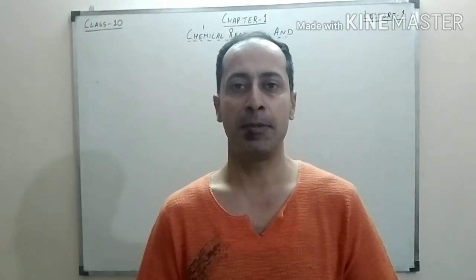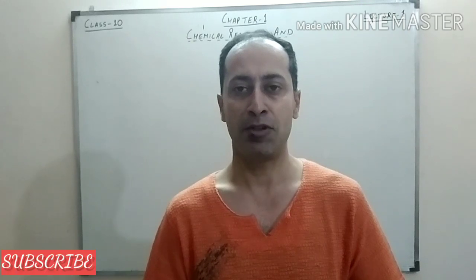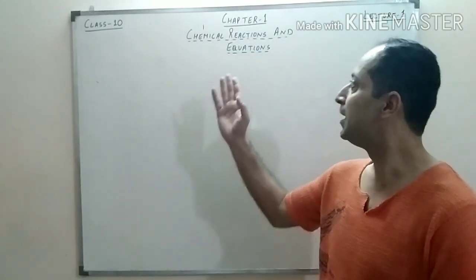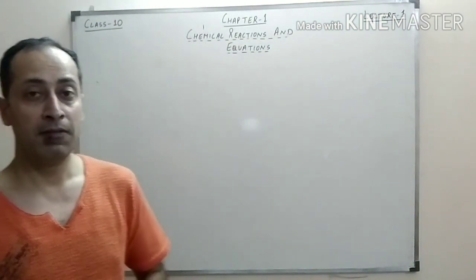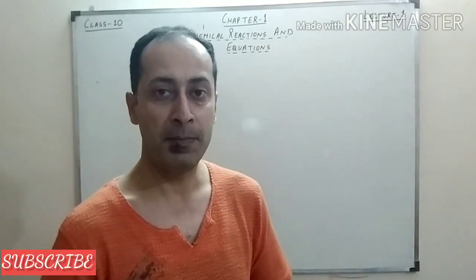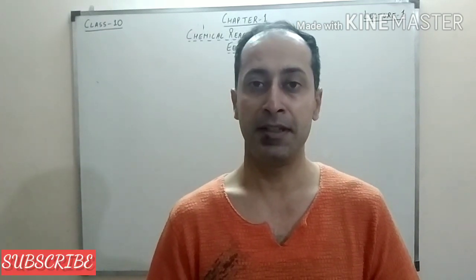Today we are going to discuss chemistry, and the first chapter of today's topic is chemical reactions and equations. Right? Now, before we go to the topic, we must understand the basic thing about chemical reactions and equations. The basic thing is what you learned in class 9th, that is the chemical change and the physical change. Now, let's understand the chemical change and the physical change.